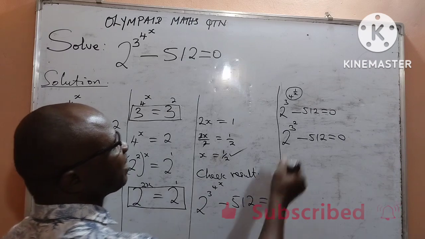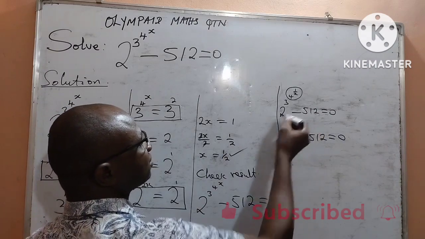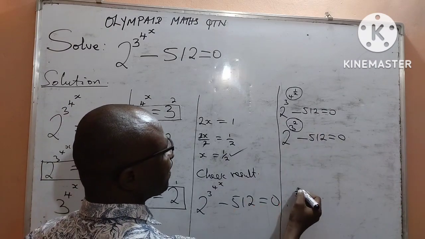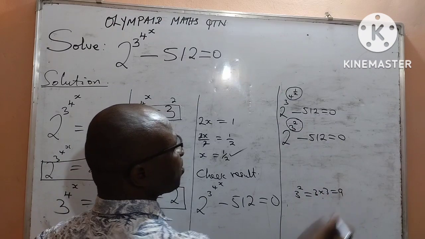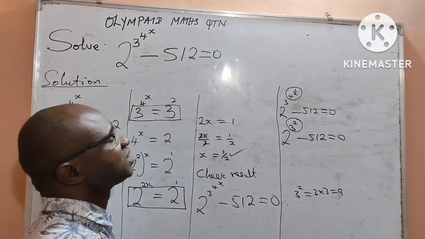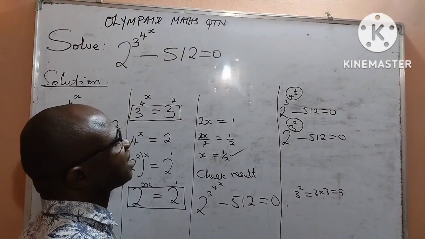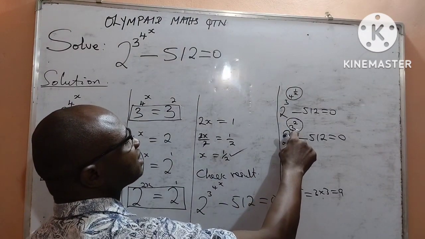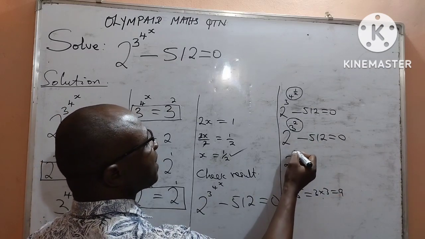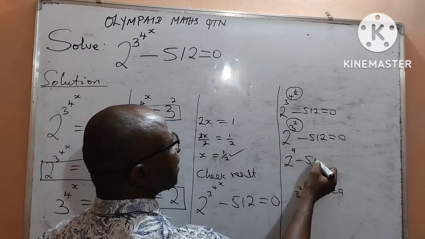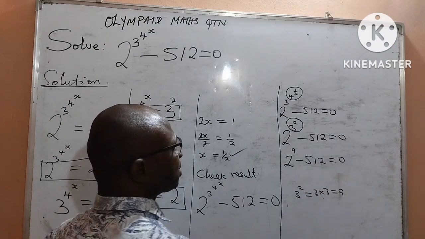Okay, next I want to do this part alone. That is 3 raised to the power 2. That is what we did before, and it is equal to 9. 3 to the power 2 is 3 times 3, which is 9. So I am going to write 3 to the power 2 as 9. I now have 2 raised to the power 9 minus 512 equal to 0.